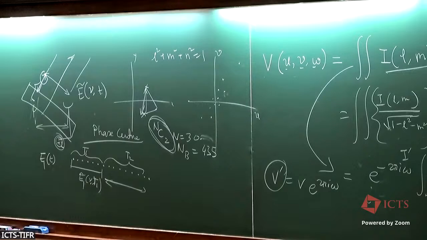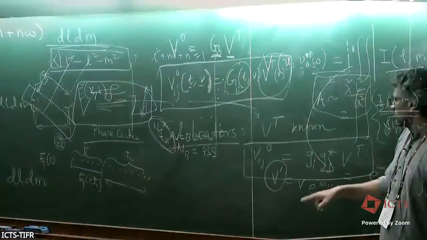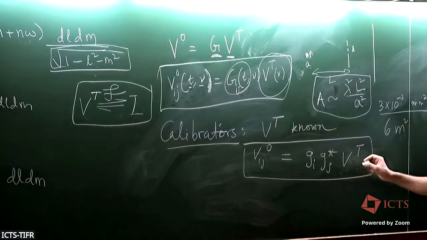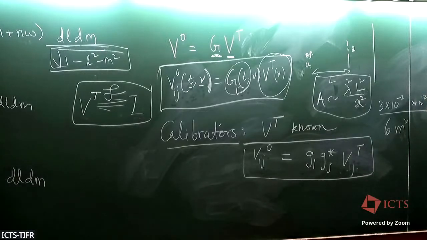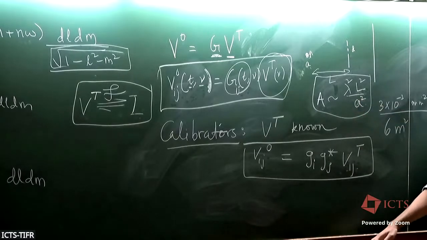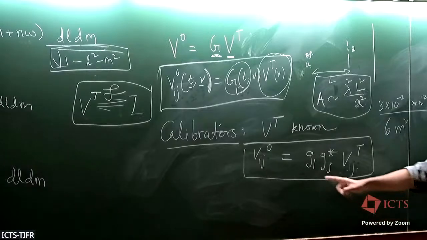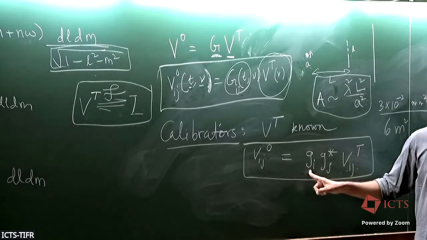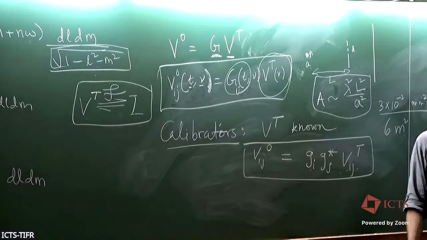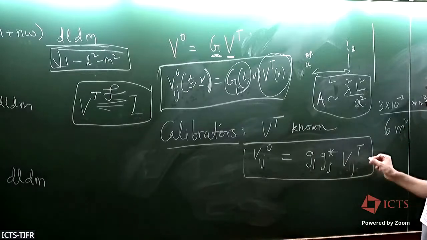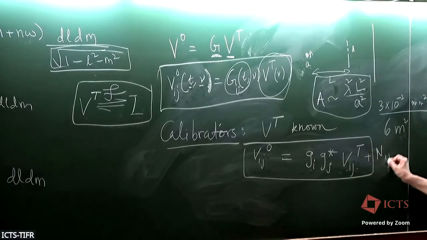How do you know that true visibility? I am coming to that. But I can write this, that V12 is G1, G2 star, VT12. And I can write 435 such equations, and I can solve those 435 equations for my 30 unknowns, which are the Gi, the gains. So with 435 equations and 30 unknowns, this is of course an overdetermined problem. But in reality, it is not, because here also I have the noise.